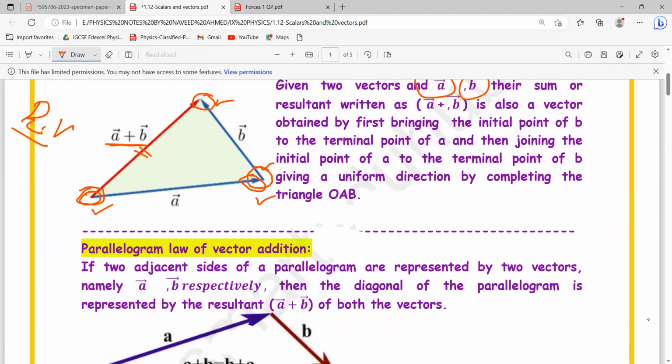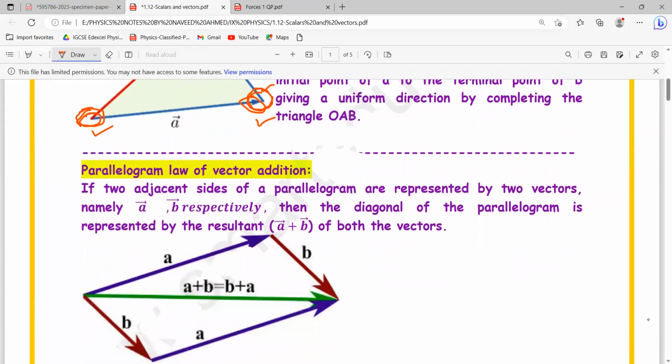I repeat it again. In the first step, you will join the head of the first to the tail of the second, and then the head of the second to the tail of the first. And the new line is called the resultant vector, and its direction will be from the starting point of A to the ending point of B.